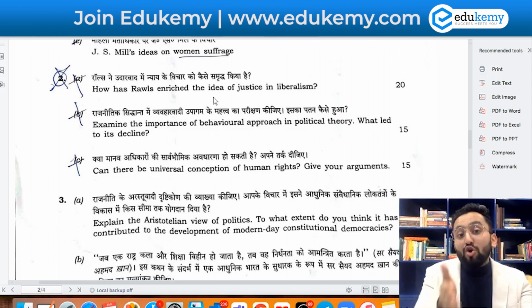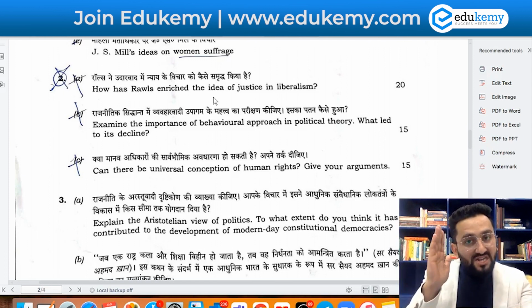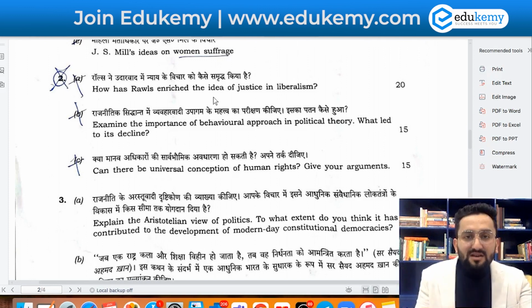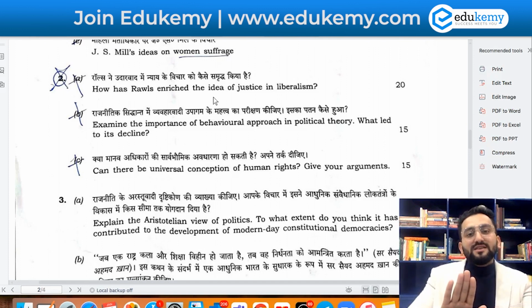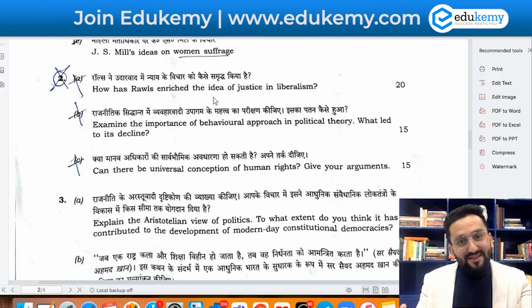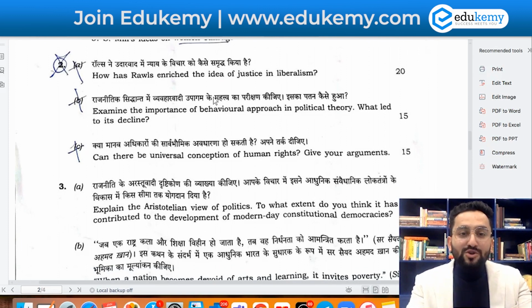So here the question says, how has Rawls enriched the idea of justice in liberalism? The mistake you should not make is to talk only about what Rawls' idea was. Obviously, we are going to start with what was the central concern of Rawls, Rawls belonging to liberalism, and the major critique also coming there. But what we need to discuss is Rawls' idea of justice linking with liberalism: how Rawls was saving liberalism in one way by bringing his theory of justice. So it is also a direct question. Those who have made notes, it is directly coming from your notes.